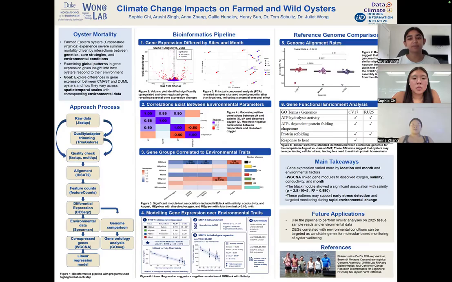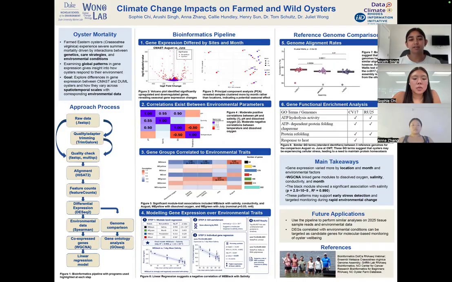So, what did we find from these results? One of our major findings was that location, month, and environmental factors truly do affect these genes and how they're expressed. We used WGCNA to correlate them against different environmental factors like dissolved oxygen, salinity, month, and conductivity. Another major finding was that the black module showed a significant association with salinity, with a very, very low p-value and a high R squared.